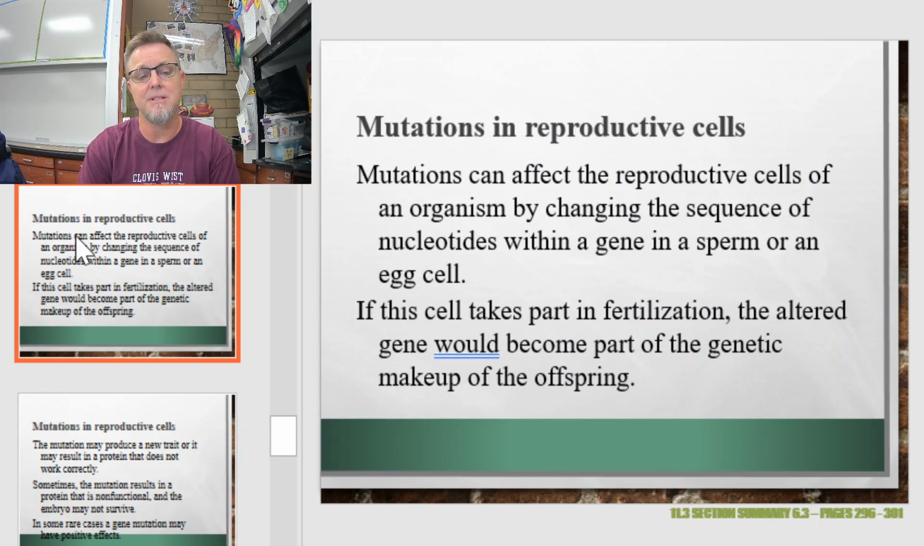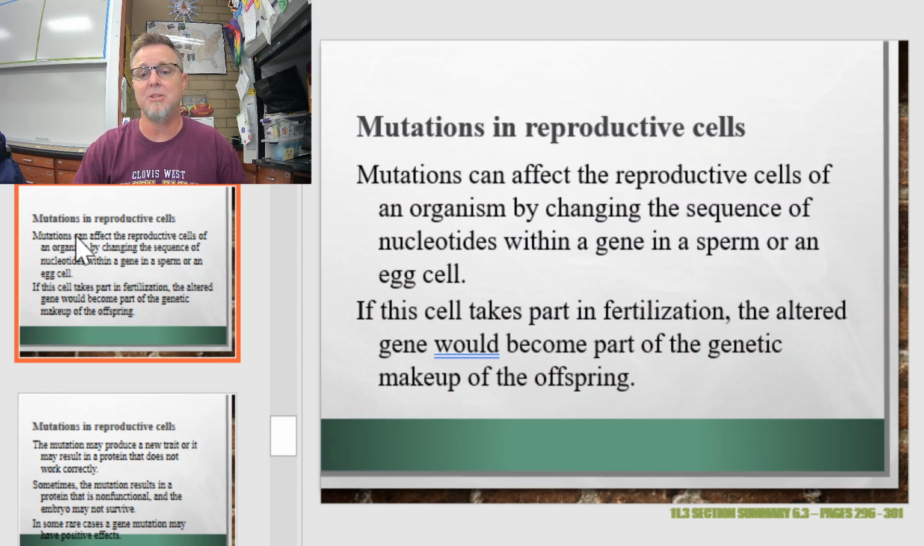So mutations can affect both body cells and reproductive cells. If it affects a body cell, then that mutation might lead to problems just for you. But if it affects a reproductive cell, that means it could be passed on from one generation to the next and affect your offspring. Mutations can affect reproductive cells by changing the nucleotides within a gene in a sperm or egg. And if that sex cell, gamete, takes part in fertilization, then that gene would become part of the genetic makeup of our offspring, and that's how these mutations get passed on.